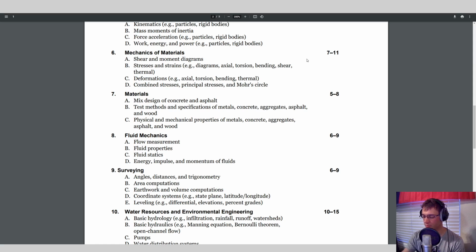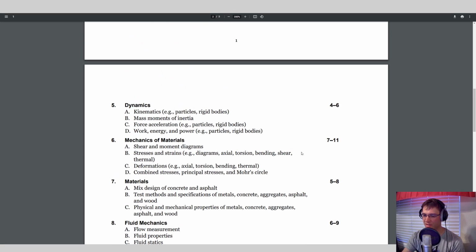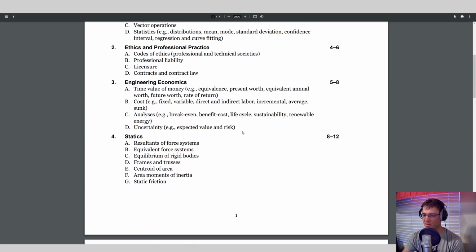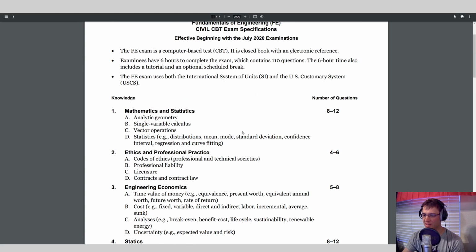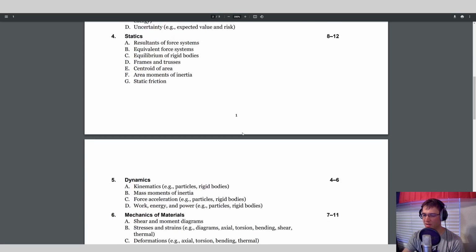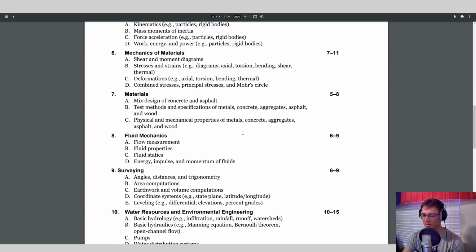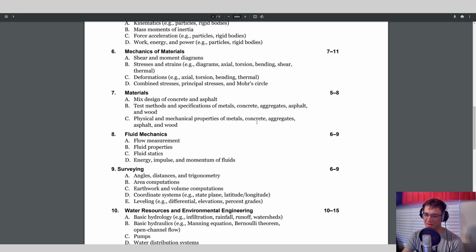You're definitely going to see a lot of these intertwined. You're going to see mechanics, materials, statics, dynamics, and it's going to look like one big bundle that builds off each other.